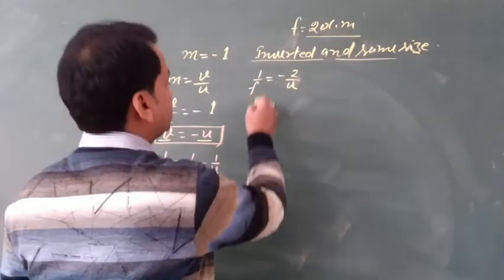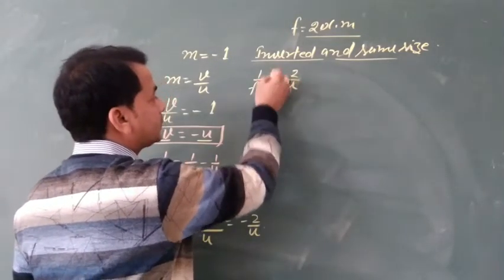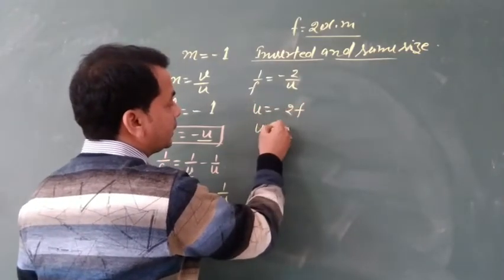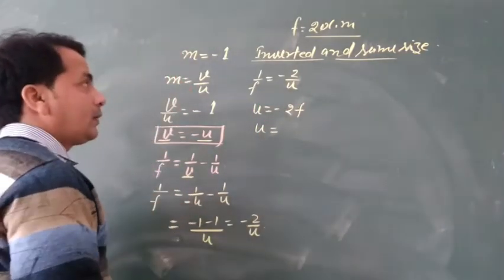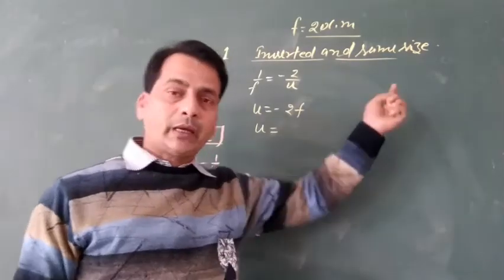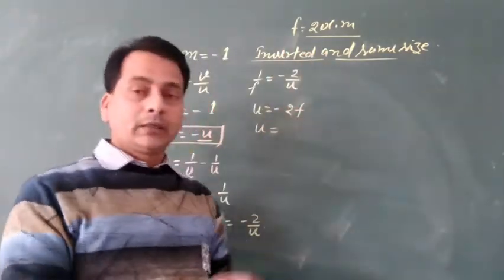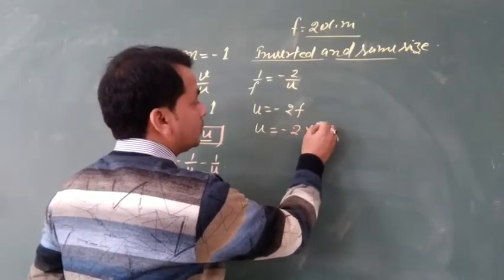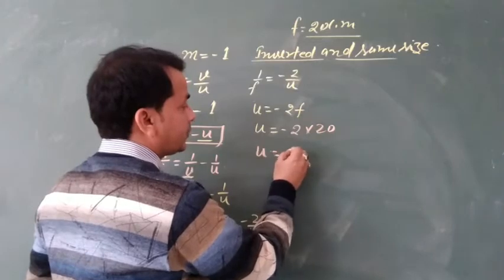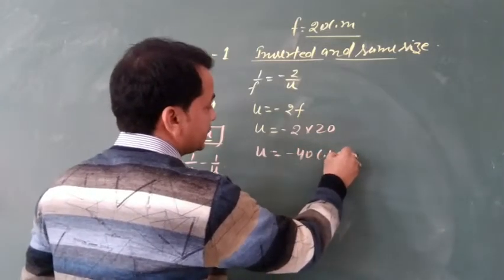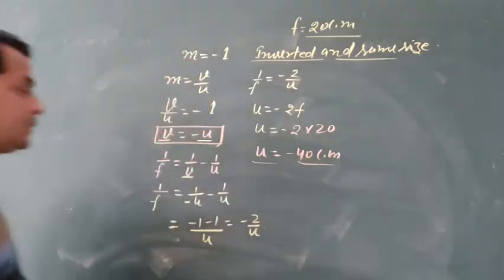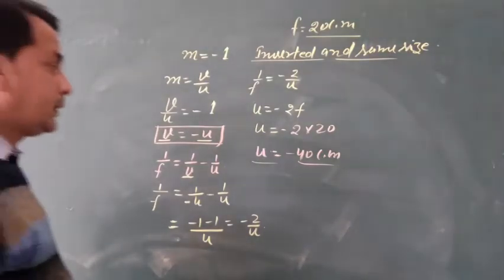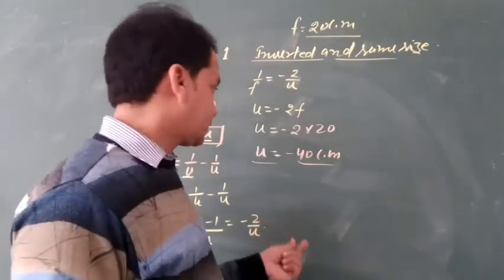Then, by cross multiplication, u equals minus 2f. The focal length of this lens is 20 centimeters, so I have to put the value of the focal length here. Minus 2 into 20, that is minus 40 centimeters. That is, the object distance is minus 40 centimeters. So that is the right answer to this question.